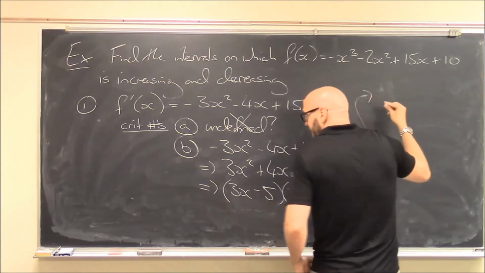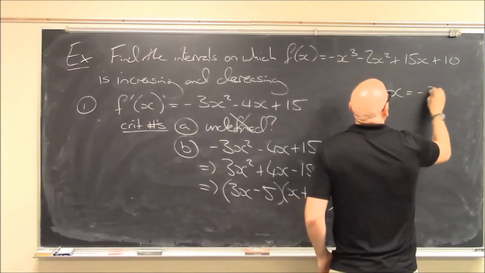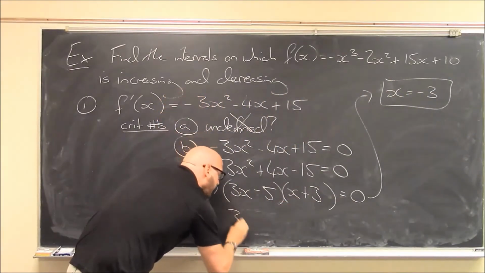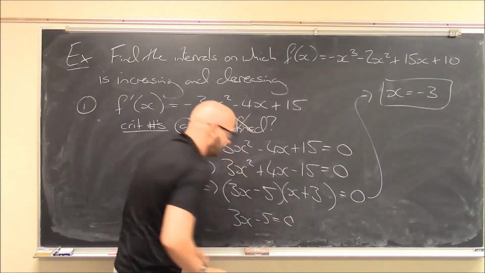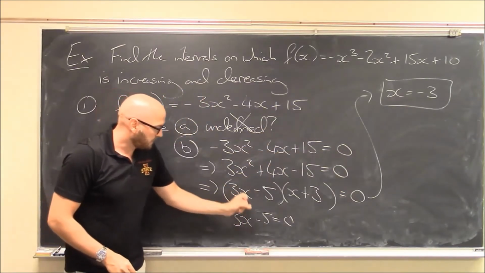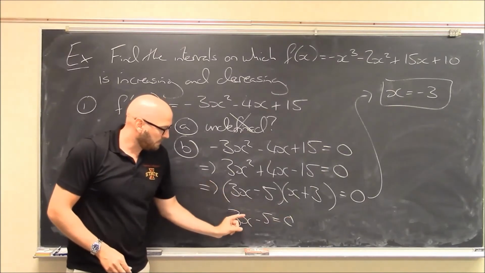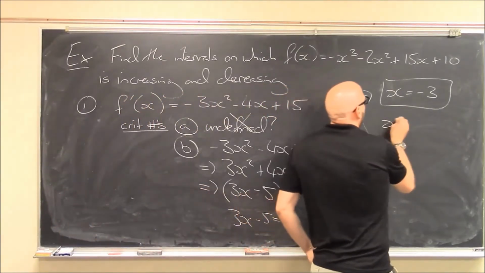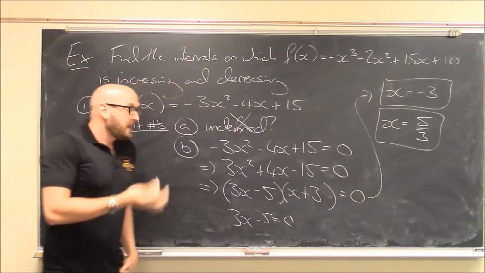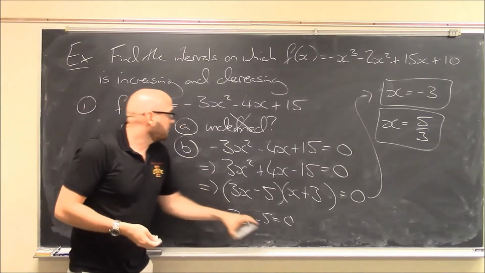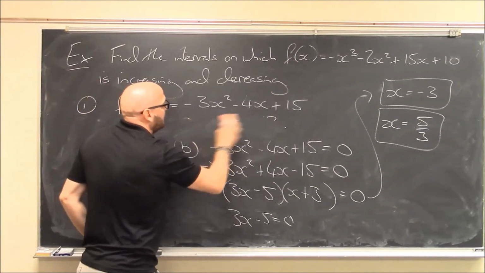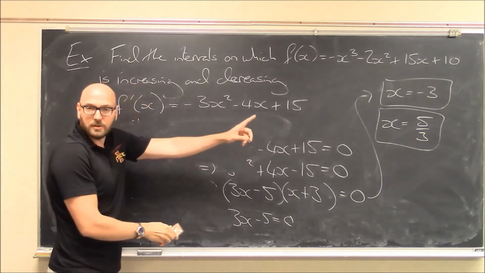So what does that mean? That means either x is minus 3, there's one critical number, right? X plus 3 is 0 gives me x is minus 3, or 3x minus 5 is 0, so 3x is positive 5, x would be 5/3. X is 5/3. So step 1 is almost complete. I've found all the critical numbers. The derivative is right here, it's not undefined anywhere, but I did find 2 points where my derivative was 0.